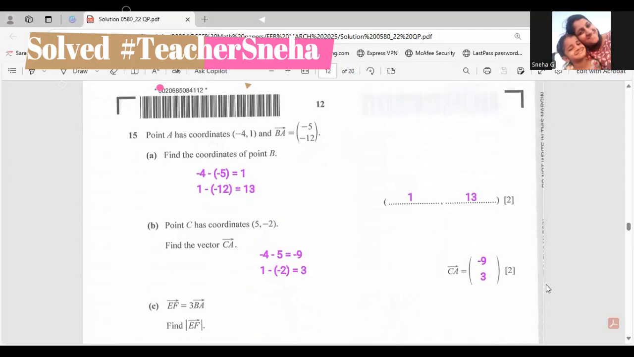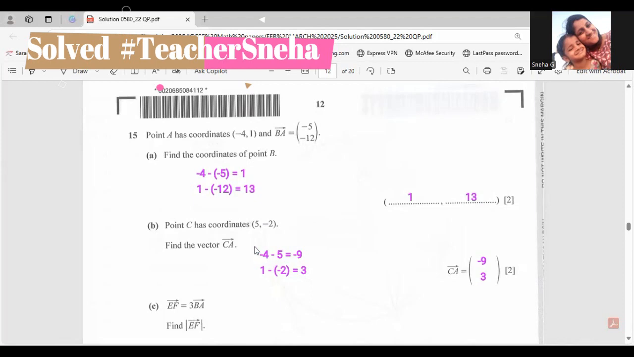Moving further to question number 15. Point A has coordinates minus 4, comma 1, and vector BA is given as negative 5 and negative 12. Find the coordinates of point B. So to work out the coordinates of point B, if we subtract the vector coordinates, so minus 4 minus 5 will result in the answer 1, and 1 minus 12 will result in the answer 13. So the coordinates of point B, the x coordinate answer is 1 and the y coordinate answer is 13.